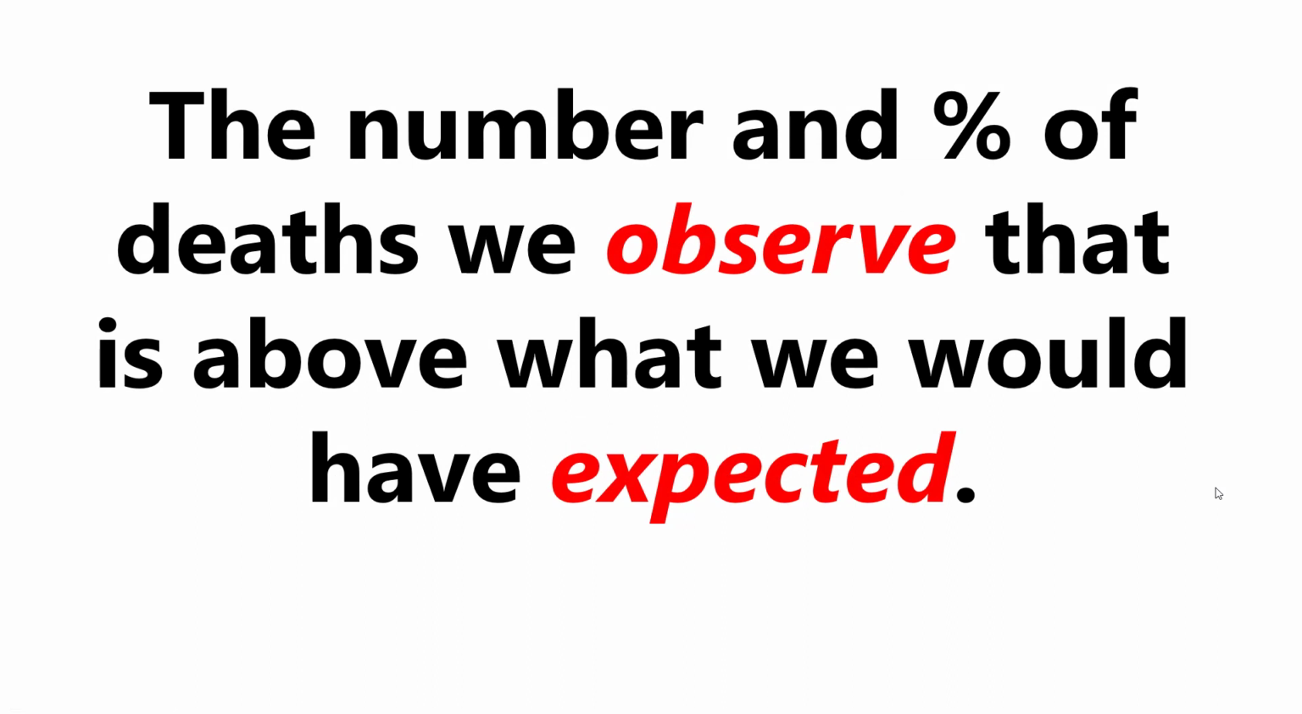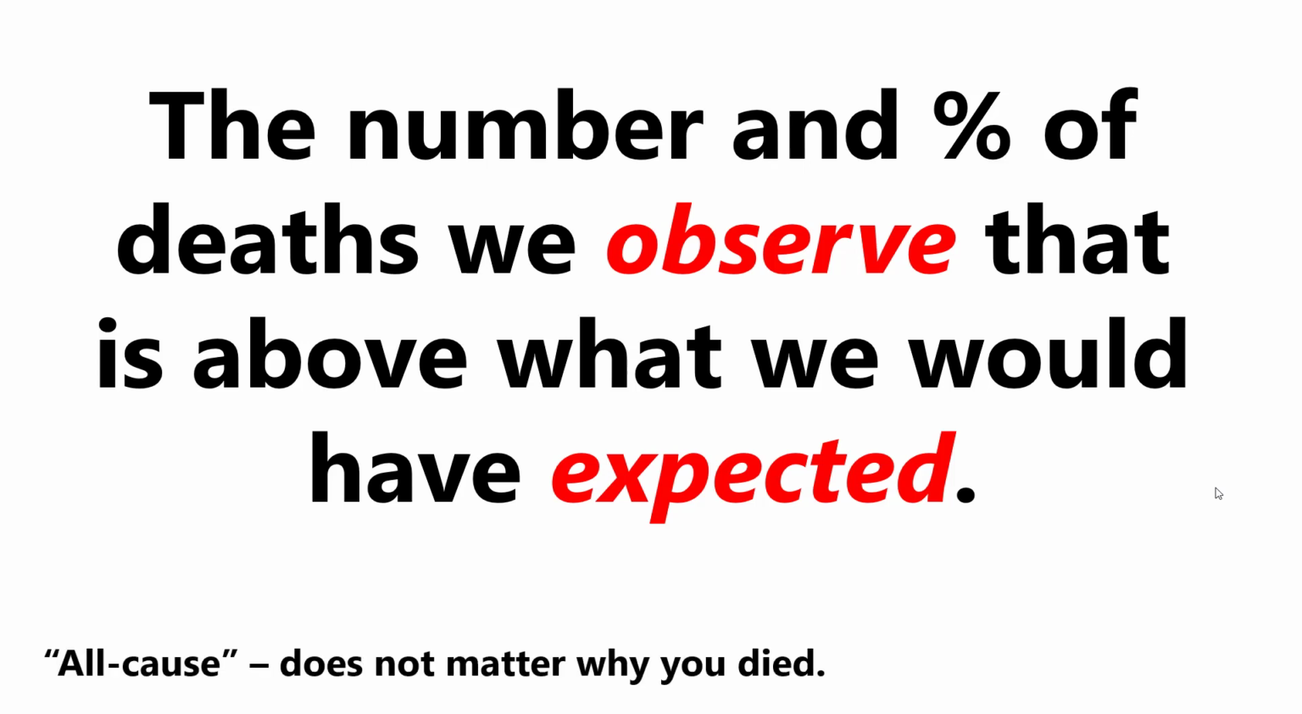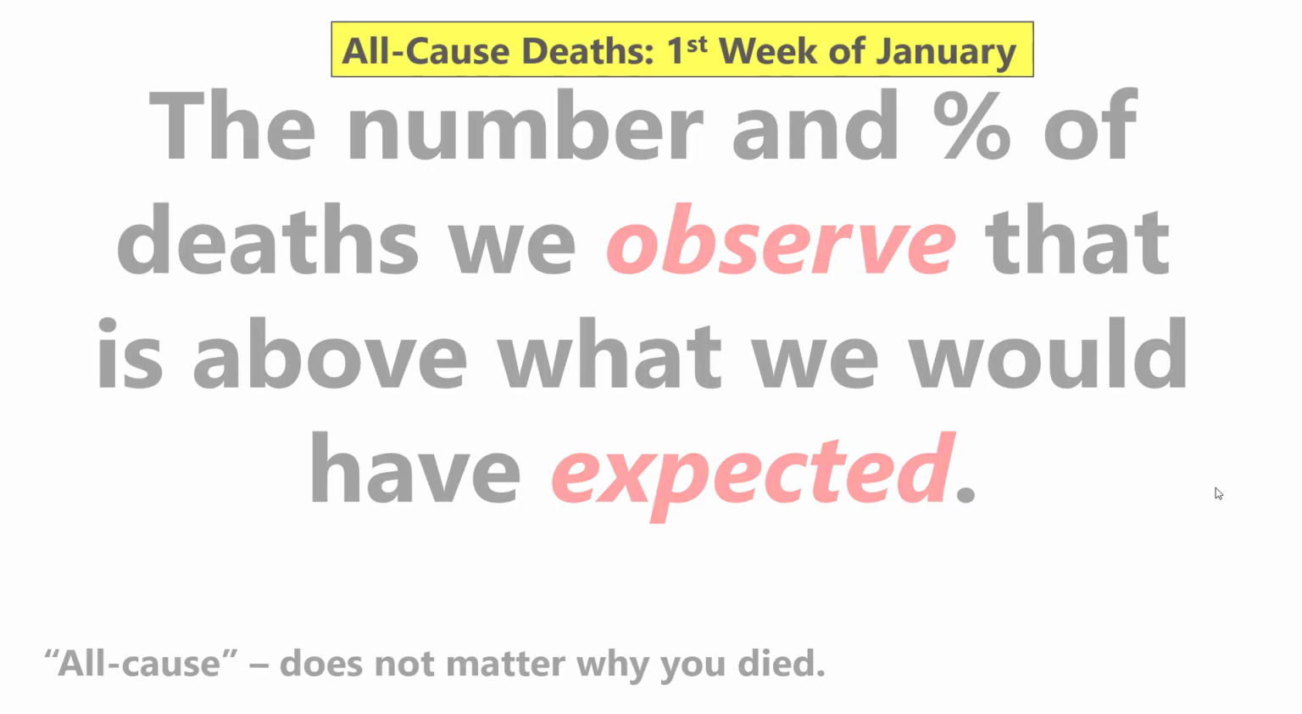And so the number and percent of deaths we observe that is above what we would have expected is exactly what excess deaths are. So again, we've got to understand this notion of how many deaths do we observe? I think that's pretty easy for most people to understand. But how do we establish how many deaths we should expect in a particular time frame? And this notion of all cause, I mentioned that at the beginning, it means that it doesn't matter why you died. It takes misclassification of deaths out of the equation, and we're just talking about the sheer entire number of people who died for any reason.